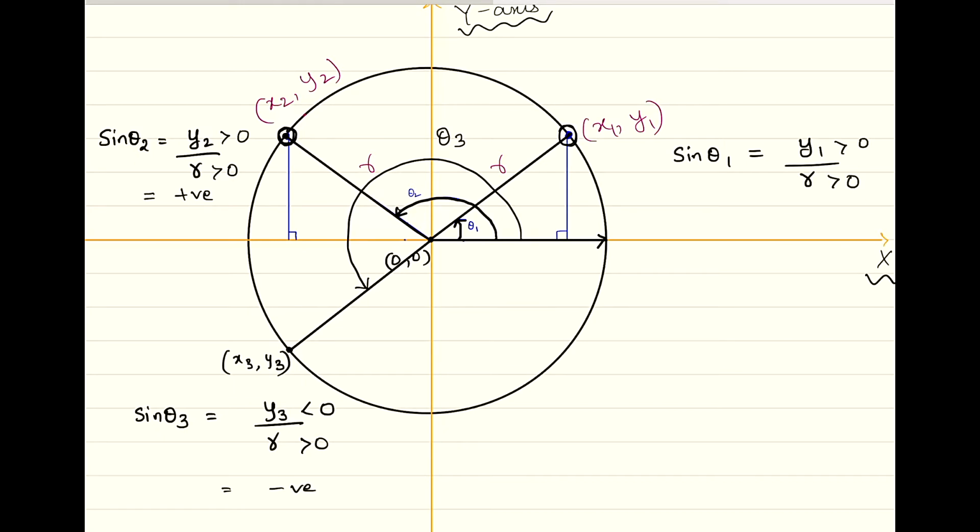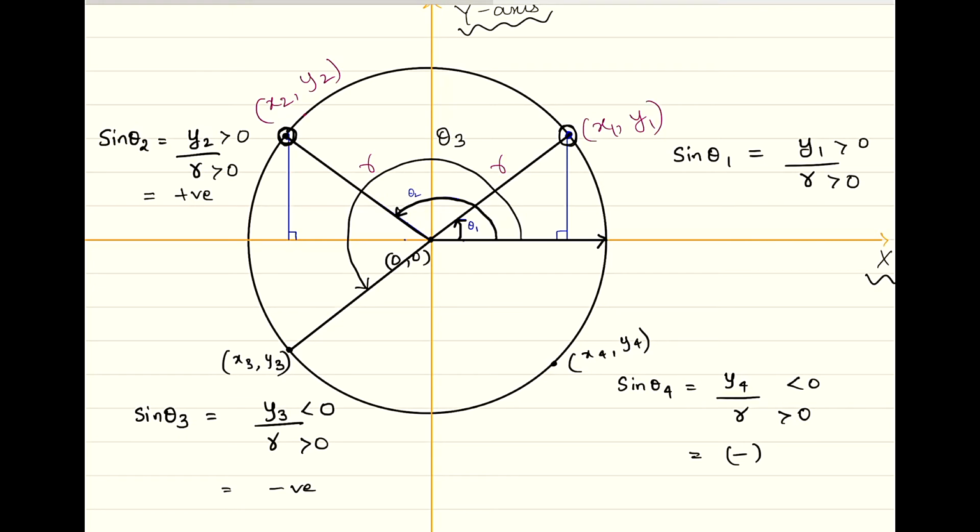Now similarly for fourth quadrant, you can guess sin theta 4 will be y4 by r. Let's say that point is somewhere here, x4 comma y4 corresponding point. y4 will be negative, radius is positive, so overall you get negative.